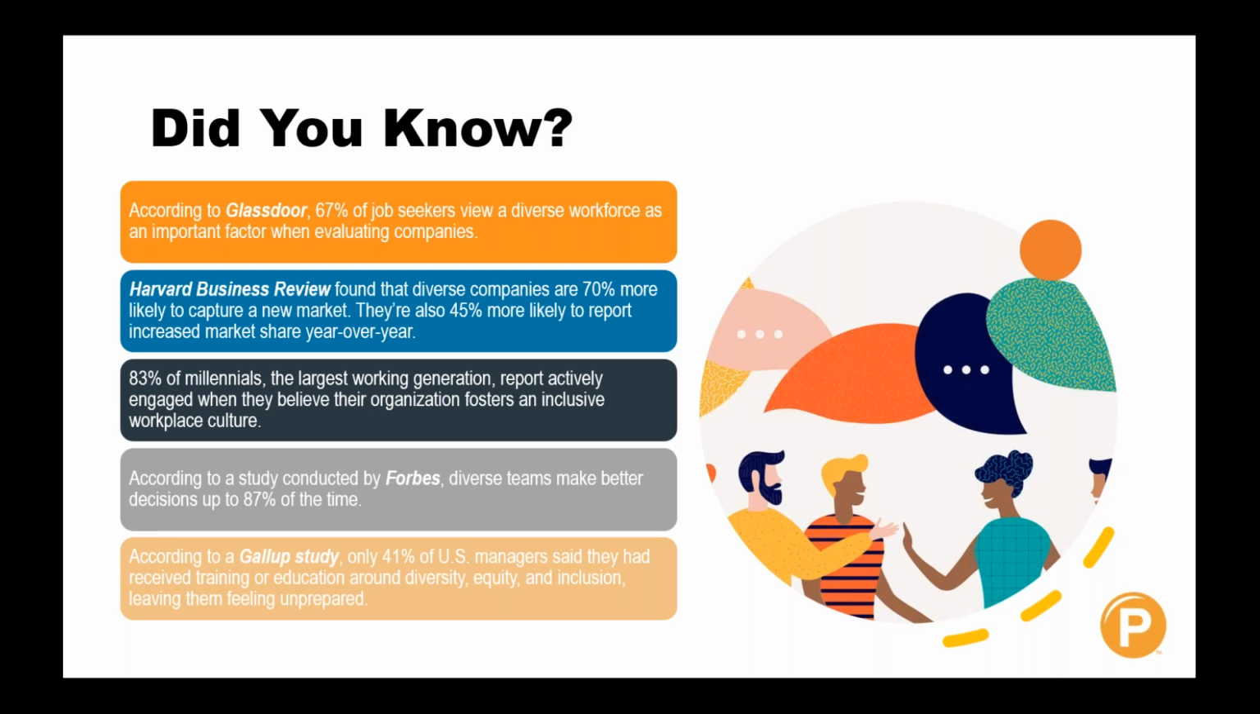According to a study conducted by Ford, diverse teams make better decisions up to 87% of the time, which makes sense. If everybody around you was the same, it would be a pretty boring world. And lastly, according to a Gallup study, only 41% of US managers said they had received training or education around diversity, equity, and inclusion, leaving them feeling unprepared. So we keep training on this and talking about how important it is, but we need to get our managers on board.